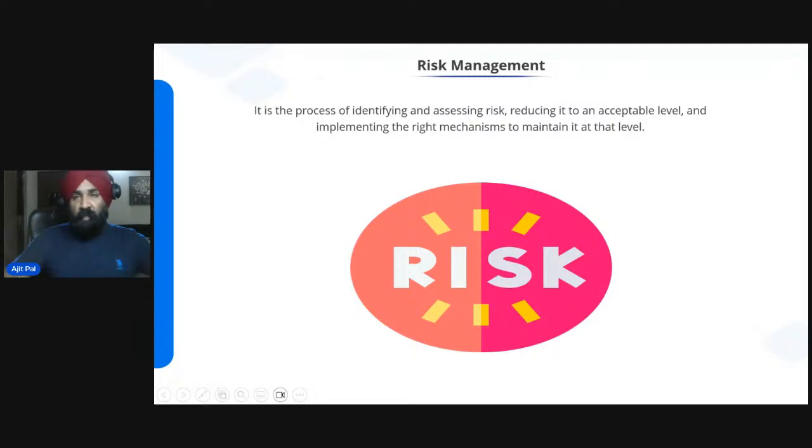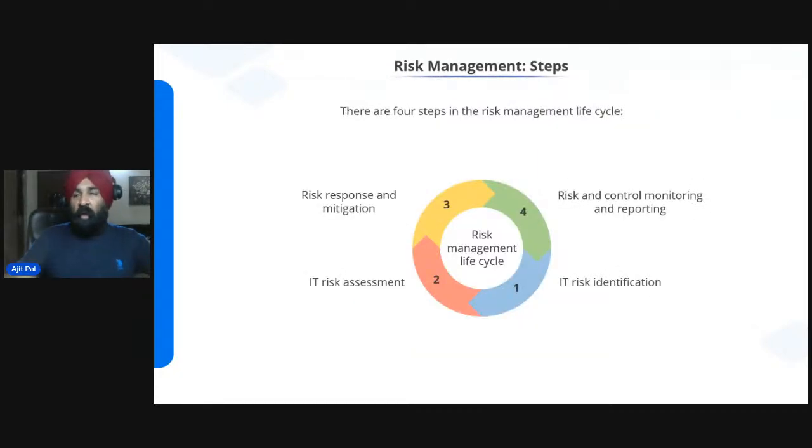So there are four steps as per ISO 27005, ISO 31000, or even if you look at NIST standards, there are four steps in risk management. One is risk identification, identify your risk, assess the risk, then respond to the risk, and then risk and control monitoring and reporting. So this is how the risk life cycle works. So let's look at each step one by one.